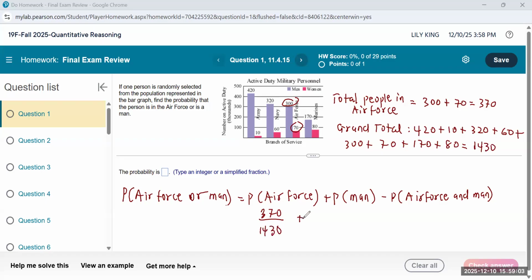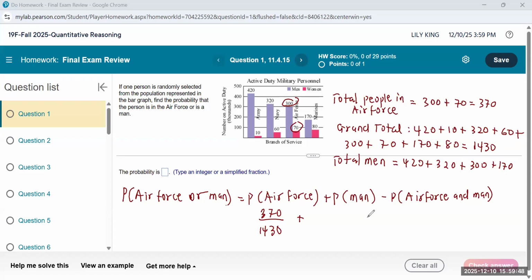Now moving on to finding the probability of being a man, you need to find the total men. So total men, you're going to look at all the purple bars. You're going to add all the purple bars. So this is going to be 420 plus 320 plus 300 plus 170. We end up with a total of 1,210. So you take that value and then you divide by your grand total of 1430.